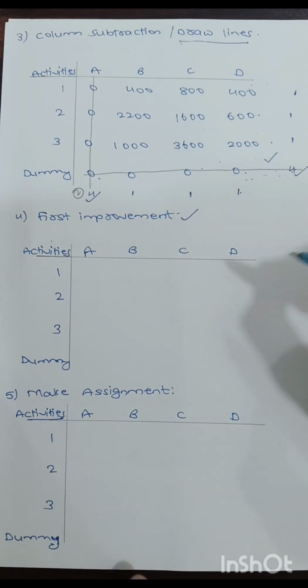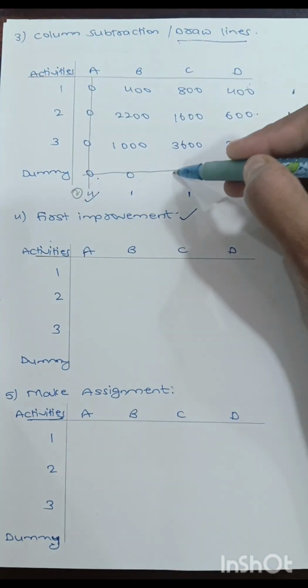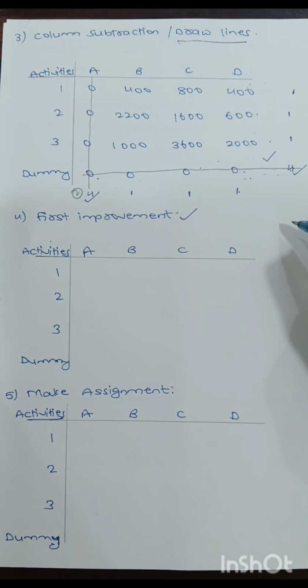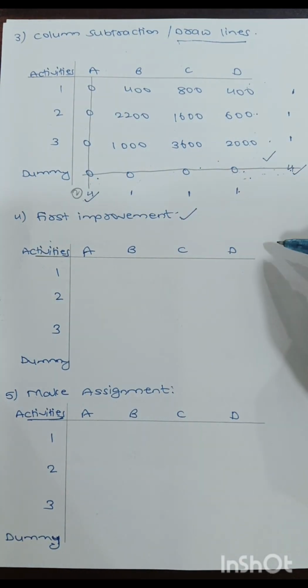Now, how to do the improvement? Why are we doing improvement here? Because we have got only 2 lines in order to cover all the zeros, but our number of rows and columns is 4. As the number of lines is less than the number of rows and columns, hence we are going for improvement. Now, how to do the improvement?